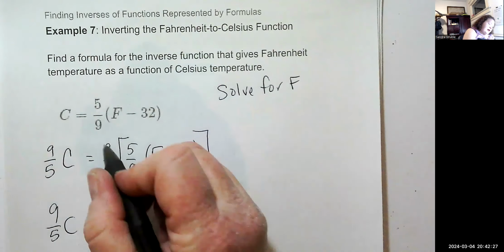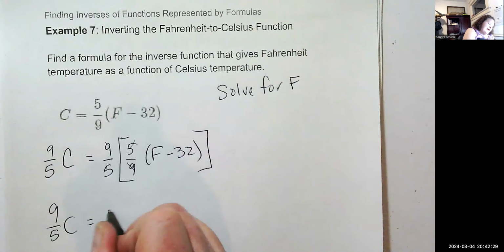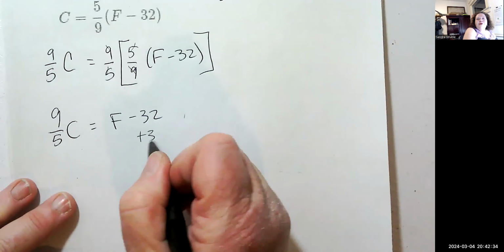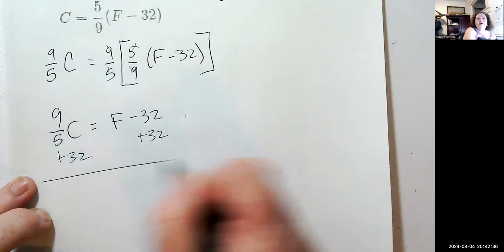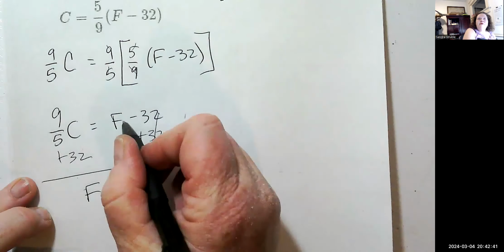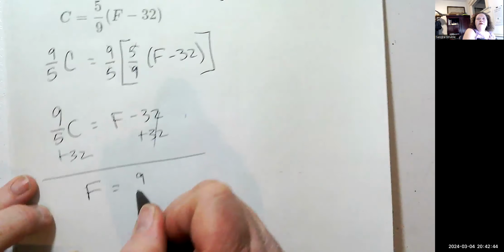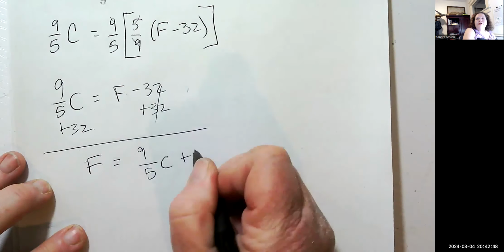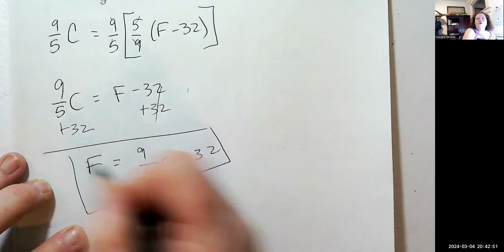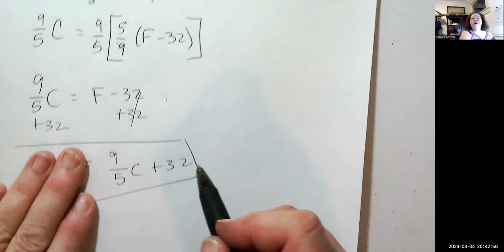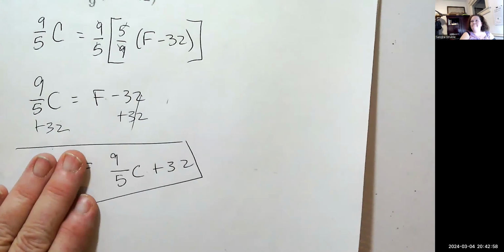I think y'all can handle that. These two reduce, we're left with F minus 32. Solving for F, I'm going to add 32 to both sides. And we get that F is equal to, I'm just moving things over, don't freak out on me. I like my individual one to be by itself on the left. 9/5 C plus 32 is what it is. So 9/5 C plus 32 is going to be the inverse of the original function. Okay, and that's how you figure that.